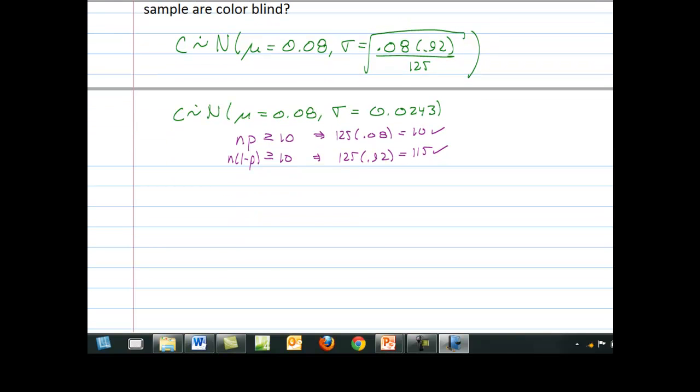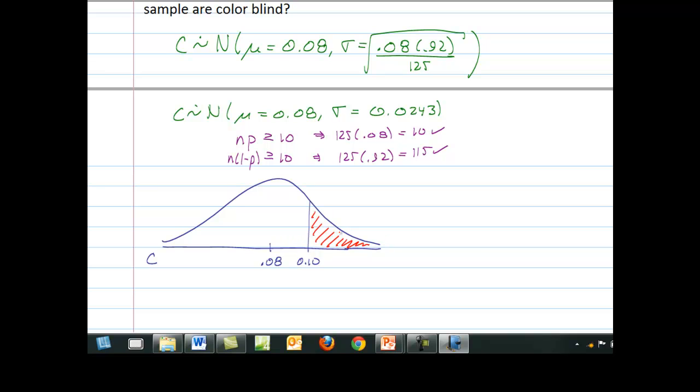Okay, now let's draw out our picture. So this is the sampling distribution that's approximately normal with a mean right here at 0.08. So these are our values of C. Now what we're looking for here is the probability that 10% or more in the sample are colorblind. Well, 0.08 is 8%, here's 10%, 0.10. So I want to know the proportion that's 10% or more. So right away I notice that this better be less than 50% when I get all done.